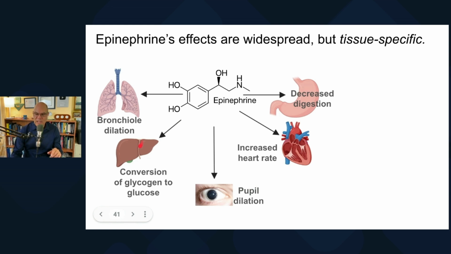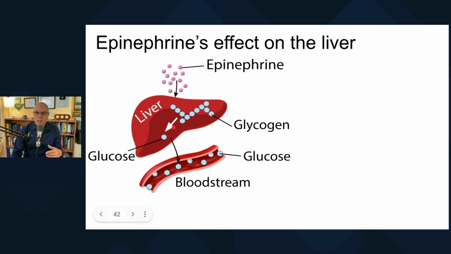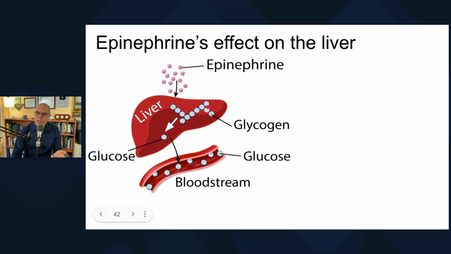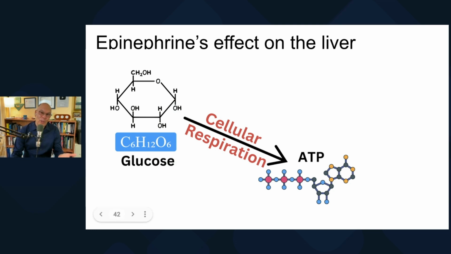What we're going to focus on is this over here. In your liver, it's going to cause glycogen to be broken down into glucose. And remember from Unit 1, glycogen's a polysaccharide. It's made of glucose monomers. So what you've got to do is break all these bonds between the glucose monomers so they can be released into the bloodstream. Why do they have to be released into the bloodstream? That's all about Unit 3 of AP Biology, cellular respiration, so that glucose can power cellular respiration and make ATP.